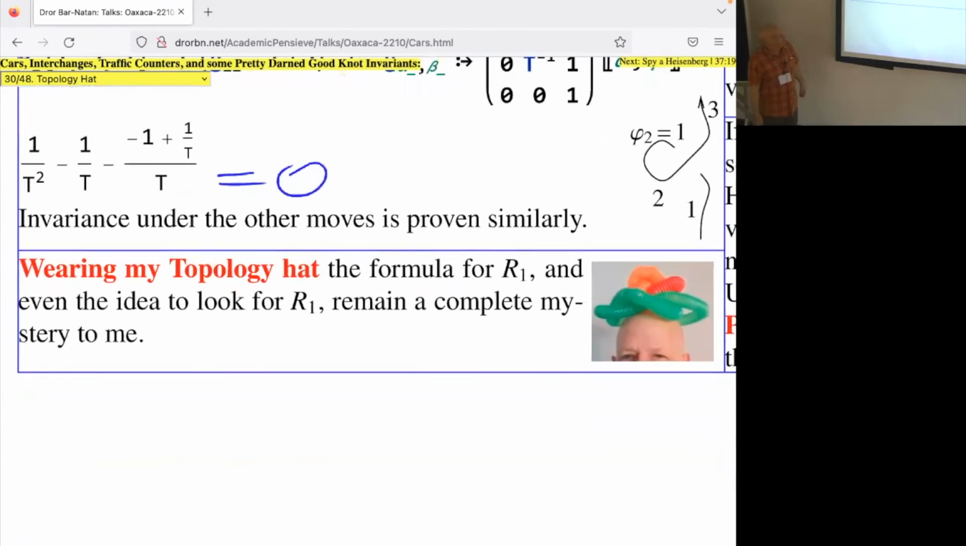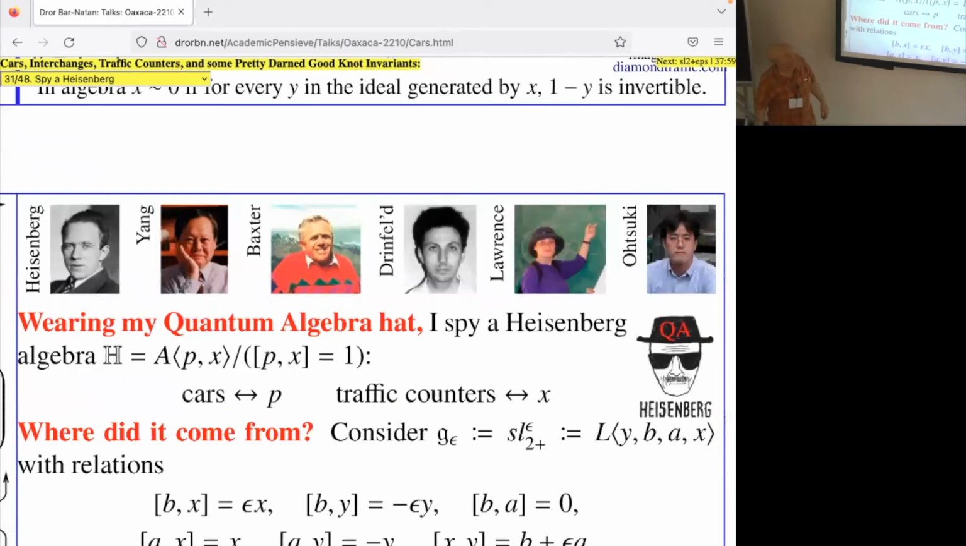Okay? So wearing my topology hat, a green knot, an orange knot, a red knot, I have completely no clue where this is coming from. And in fact, I hope you can tell me. I really have no clue. So the formula for R1, some simple-minded quadratic thing in the entries of the inverse of the Alexander matrix, I have no idea what it stands for. Even why should you look for anything like that? I have no idea.